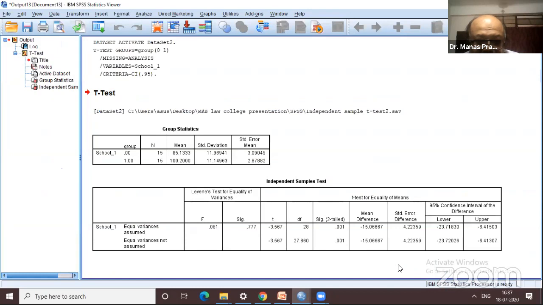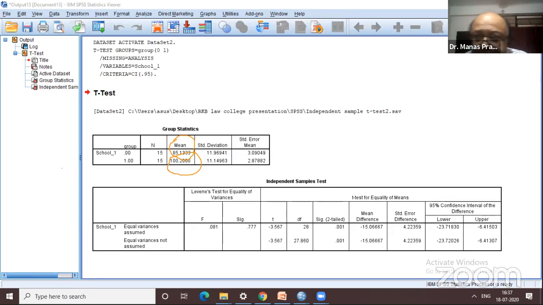So this is the result. Okay, I'll do one more. You see here, this is the descriptive statistics. This table gives us the descriptive statistics. 0 means school 1, 1 means school 2. This is the mean marks of the school 1 students. This is the mean marks of the school 2 students. That means the mean marks of the school 2 students are more than the mean marks of the students of school 1. Okay.